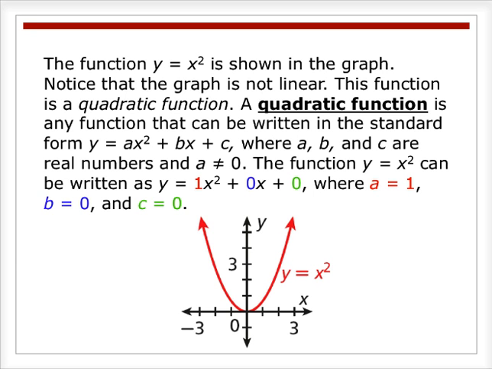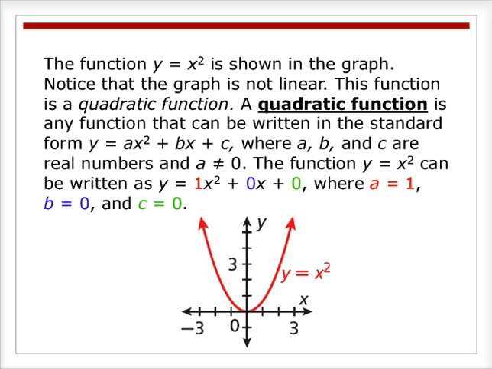The function y equals x squared is what we have on the graph, and we've done this a couple of times before. It does not create a line, and as we've studied before when we were looking at polynomials, because the x value is squared, that's what makes it a quadratic. It's because the degree of the x term is 2.